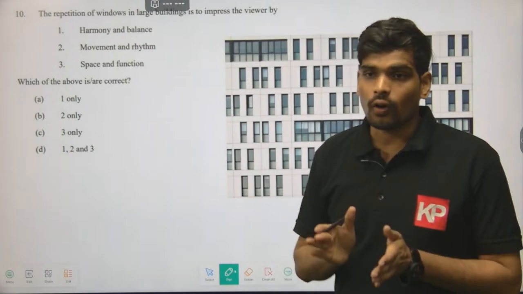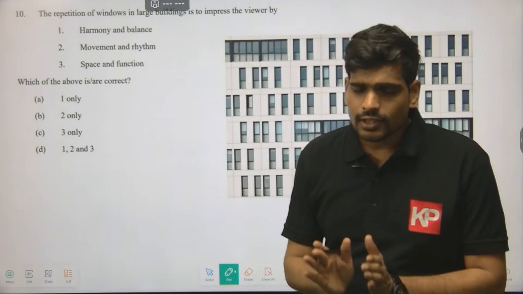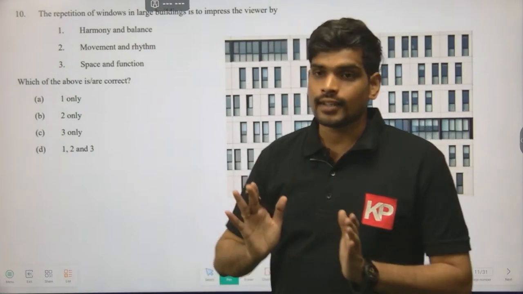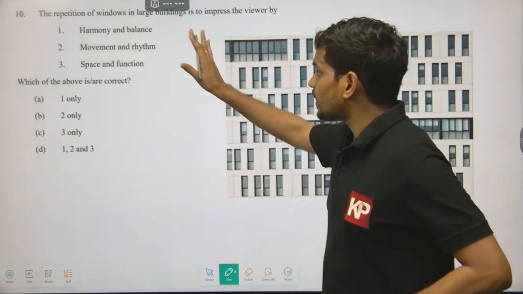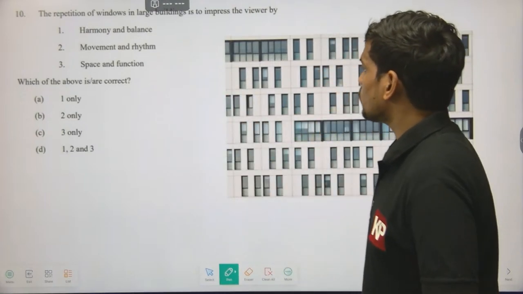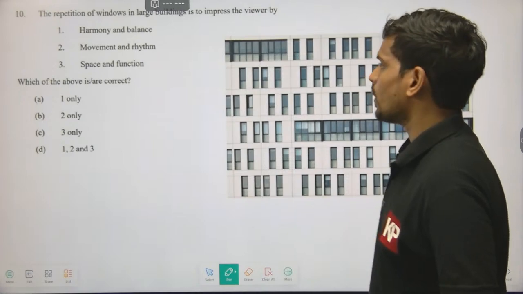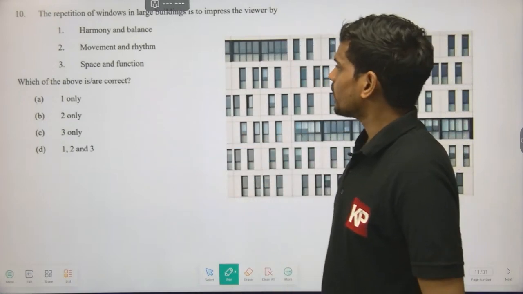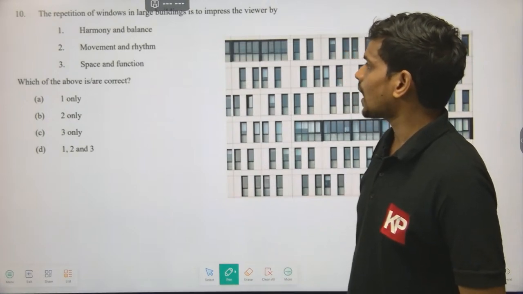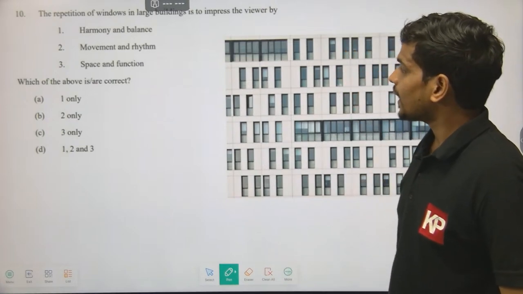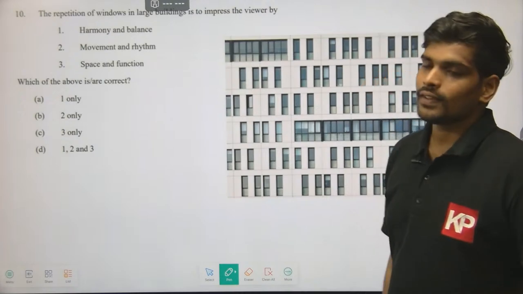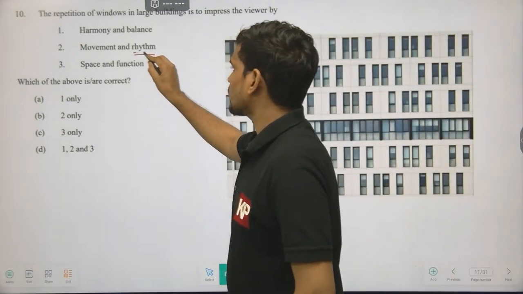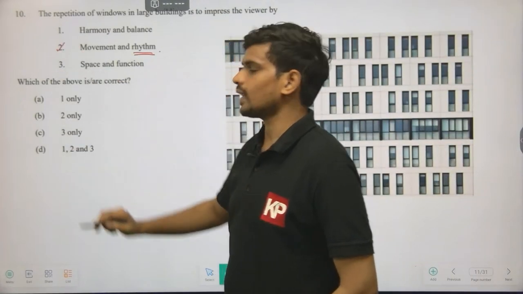Even if you're confident, take at least 10 to 15 seconds, take some time and analyze the remaining options also. Let us look into this one. The repetition of windows in large buildings is to impress the viewer by dash. Which of the following is or are correct is being asked. So let us look into one by one. The first one is harmony and balance. The second is movement and rhythm, space and function. Obviously, now rhythm is already a correct answer. So two for sure is a correct option.